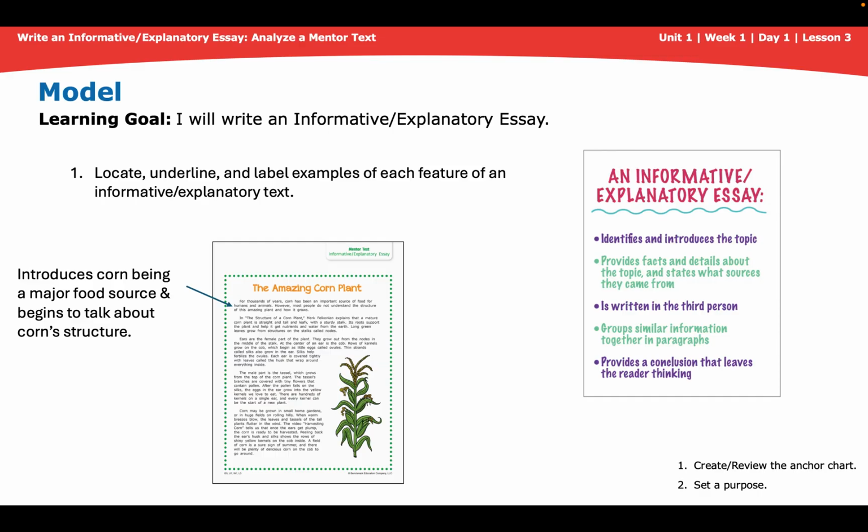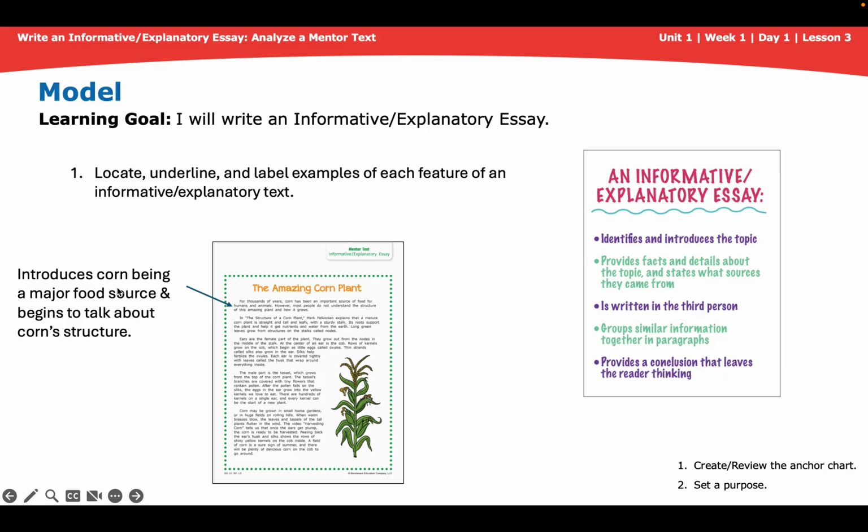So what you guys are going to do today is you also have a copy of this mentor text. So it's an example text of an essay. And you are going to locate, underline, and label examples of each feature of an informative explanatory essay. So each feature is right here. So you have 1, 2, 3, 4, 5 different features that you need to locate and underline examples of. I did the first one for you where it says identify and introduces the topic. So you'll write it on the paper and you'll do some underlining as well.